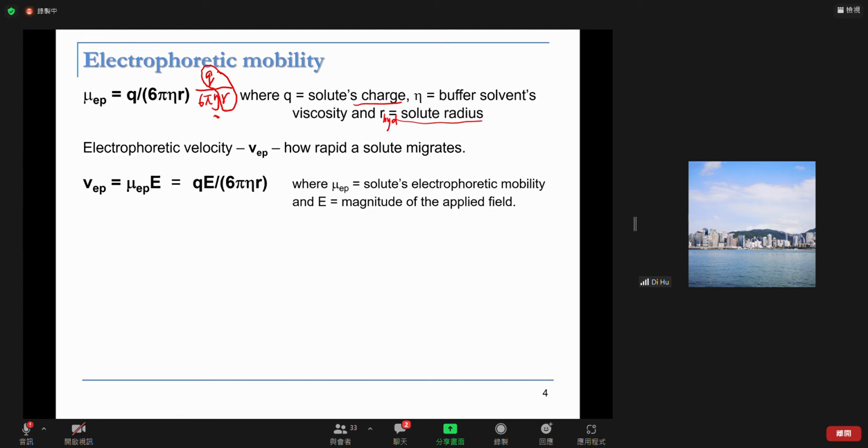We can also calculate electrophoretic velocity, and it determines how rapidly this compound can migrate under the influence of the electrical field. That's why it's this mobility times the electrical field, which is just the magnitude of the electrical field applied. So it can be voltage, for example 30 kV, depending on which unit you use, volts or kilovolts. Therefore it's easy to understand. Based on that, we can have some idea on which ion will come out first.